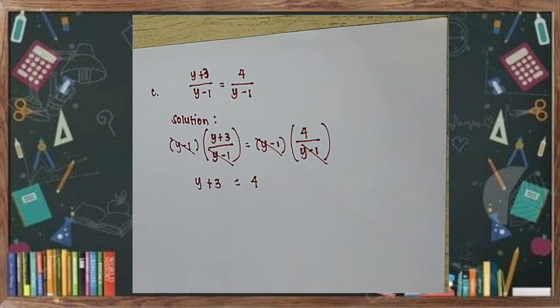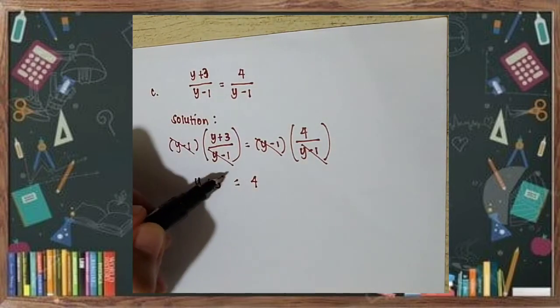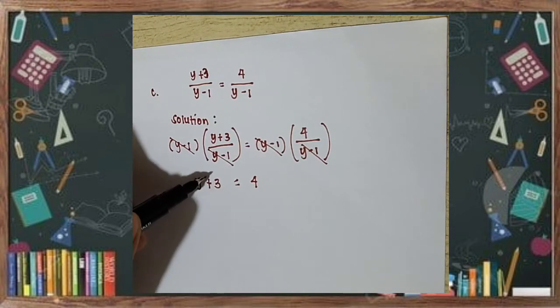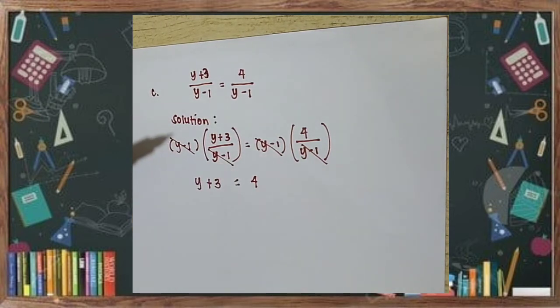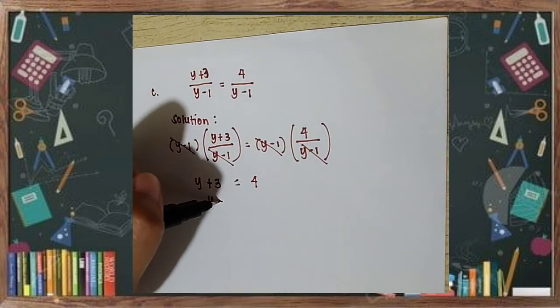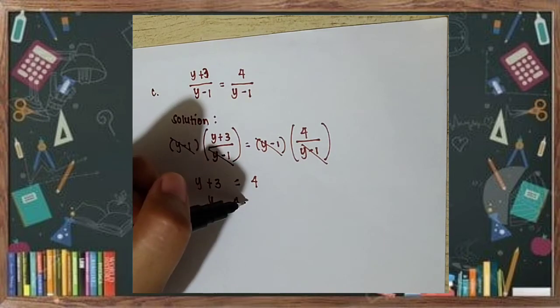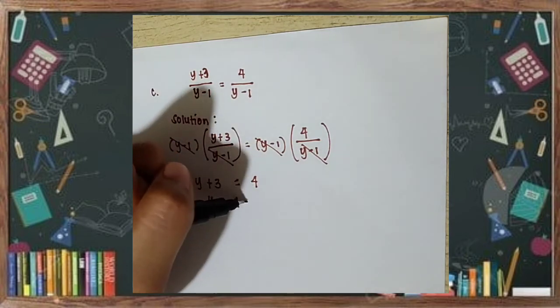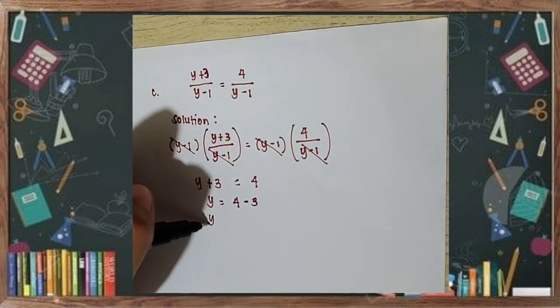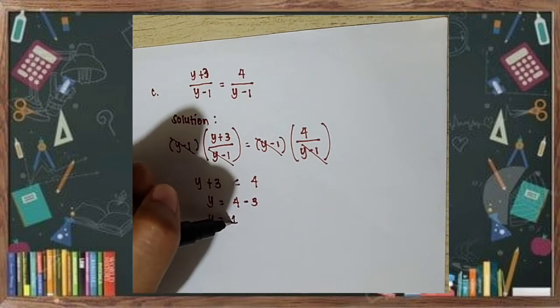Yan. So next, we need to transpose the constant to the right-hand side of the equation. So y is equals to 4. Yung positive 3, once we transpose it, will become negative 3. So y is equals to 1.